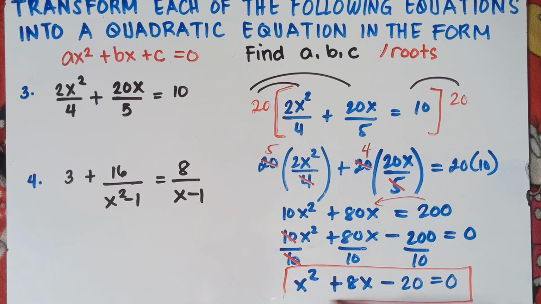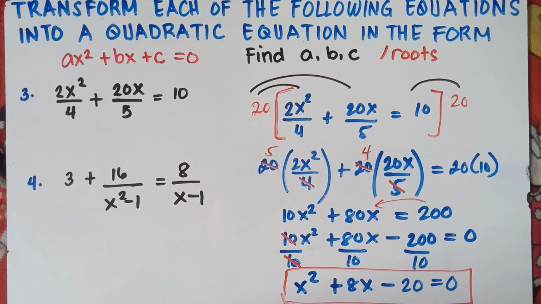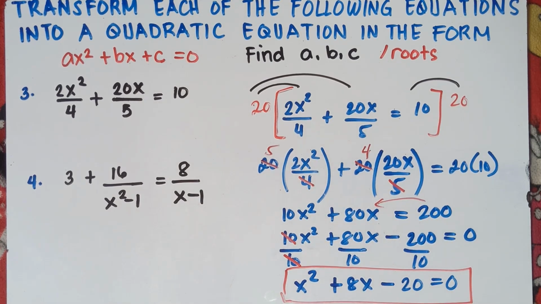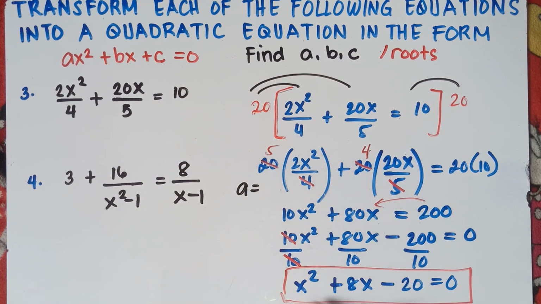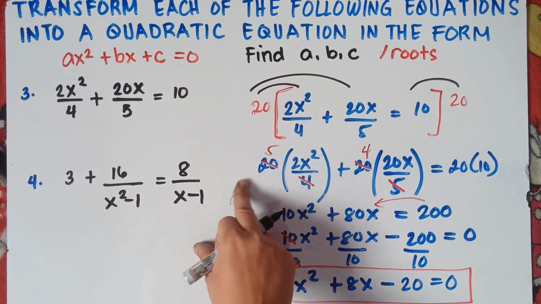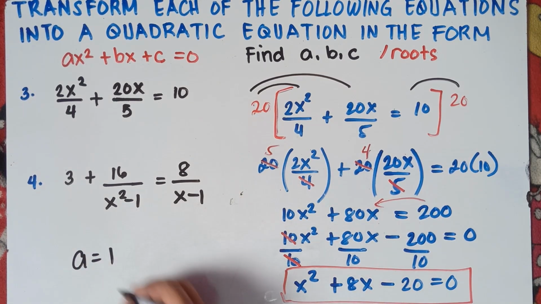Alright, that's it, class. That's our equation, class. X squared plus 8x minus 20. And so we can now find the value of A. Our A is beside x squared, understood to be 1. So let me just write A here. So our A for number 3 beside x squared, that is 1.